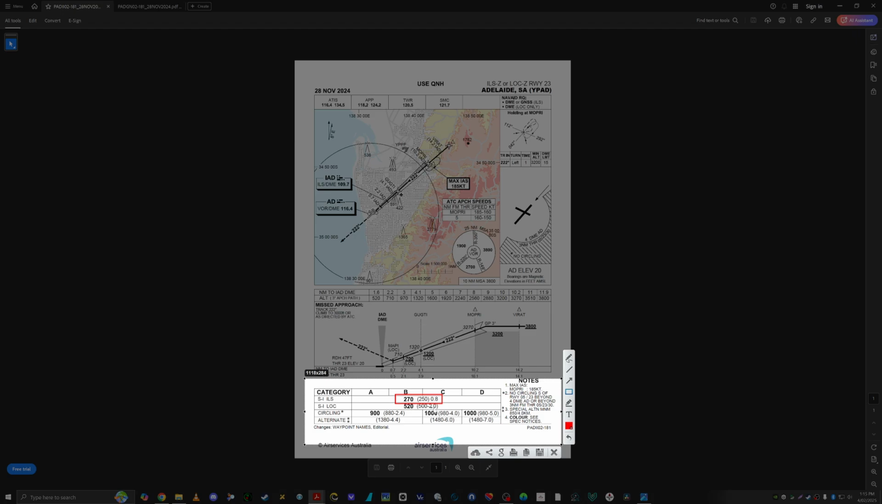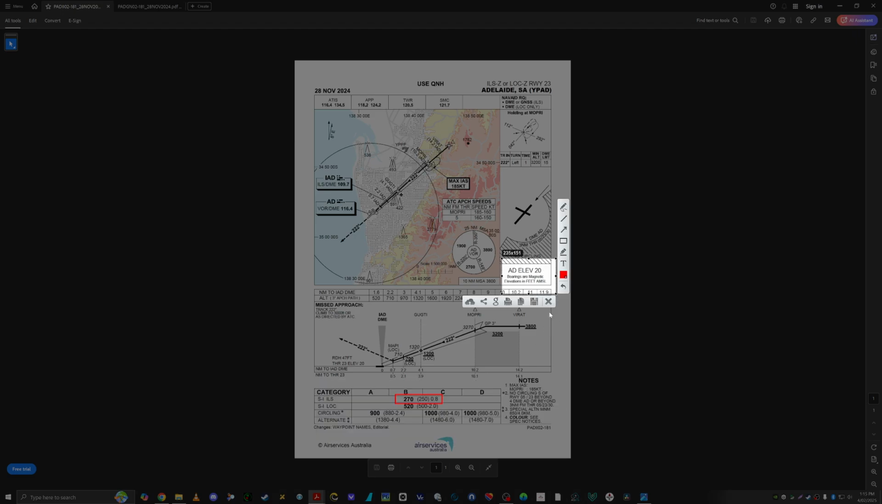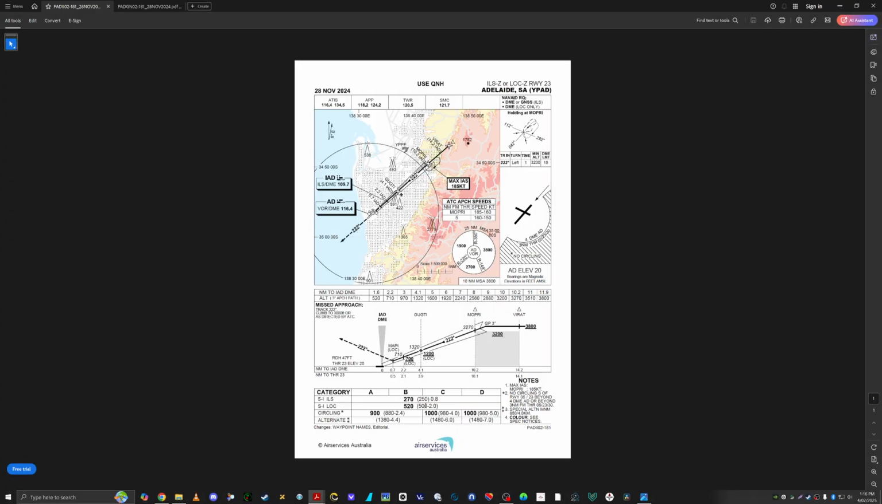So what's the second figure? 250. Well, if you have a look here, Adelaide elevation is 20 feet. Miraculously, if you add 250 to your 20 feet, you get the 270 minimas. So the 250 is your height above the ground, because Adelaide elevation is 20 feet above sea level. So the 250 is your minimum height above the ground, and 270 is your height above mean sea level.